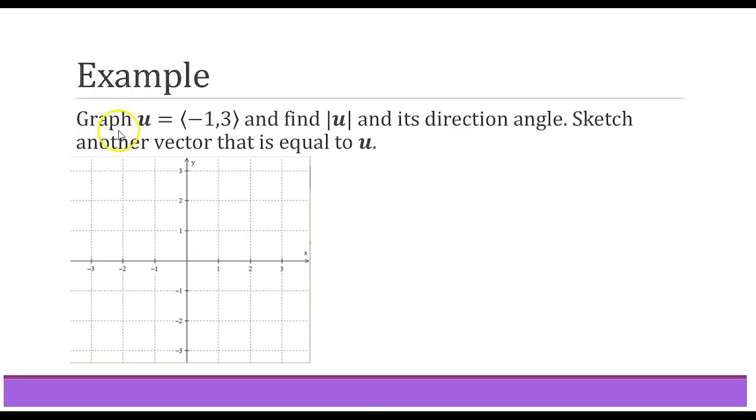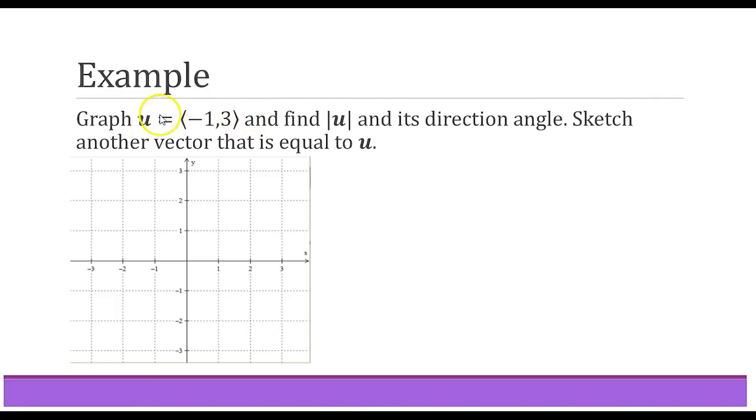Alright, in this example, we want to graph u equals the position vector <-1, 3>, and find the magnitude of u. Remember, this is not absolute value; this is magnitude when it's around a vector. We also want its direction angle, and then we'll sketch another vector that is equal to u. So there's a few different things we're doing here.